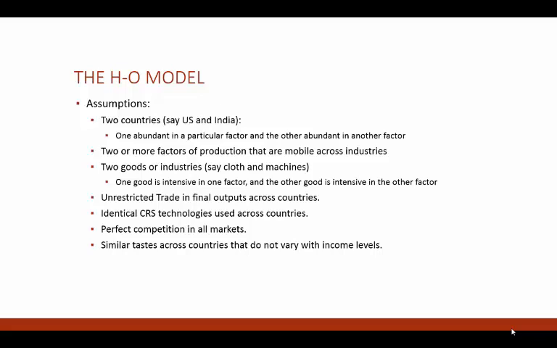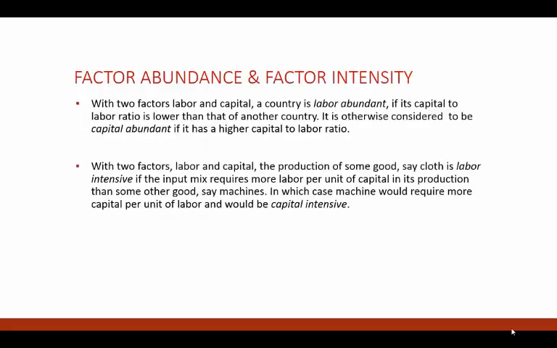Now let's define those concepts of factor abundance and intensity for added clarity. A country is considered to be labor abundant if it has a higher labor to capital ratio, or equivalently, if it has a lower capital to labor ratio than the other country. By design, if that first country is labor abundant, the other country is therefore capital abundant because it will have a higher capital to labor ratio.